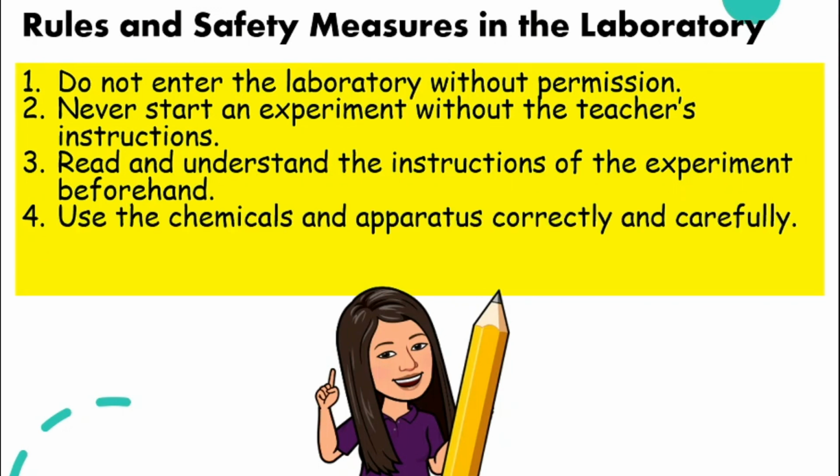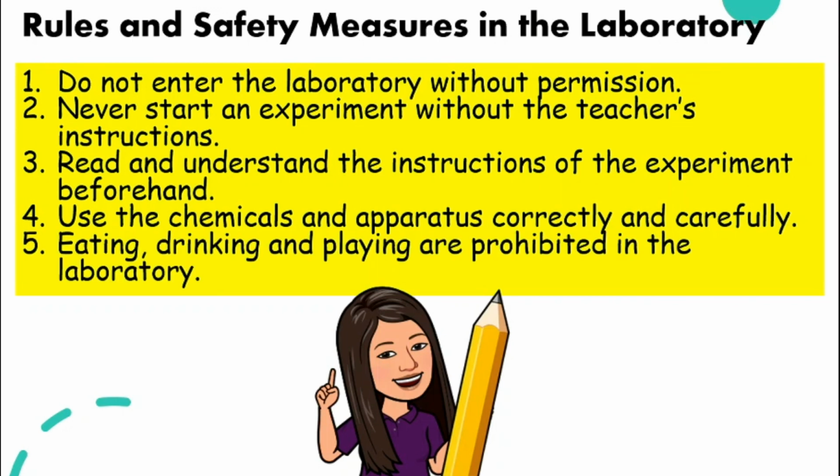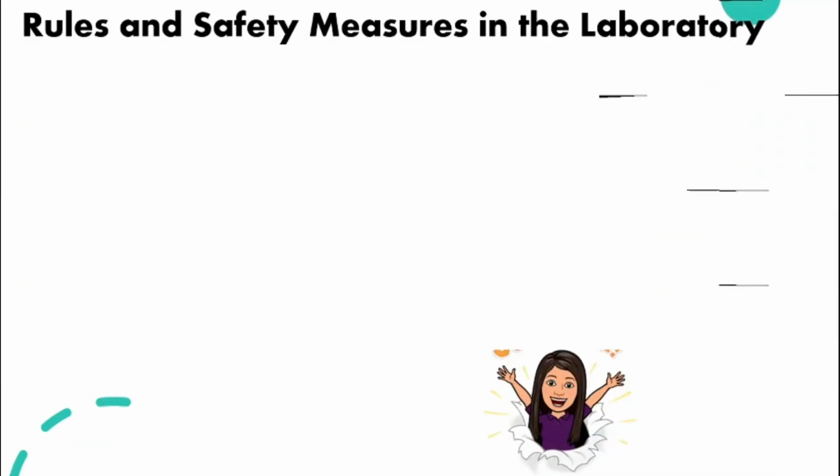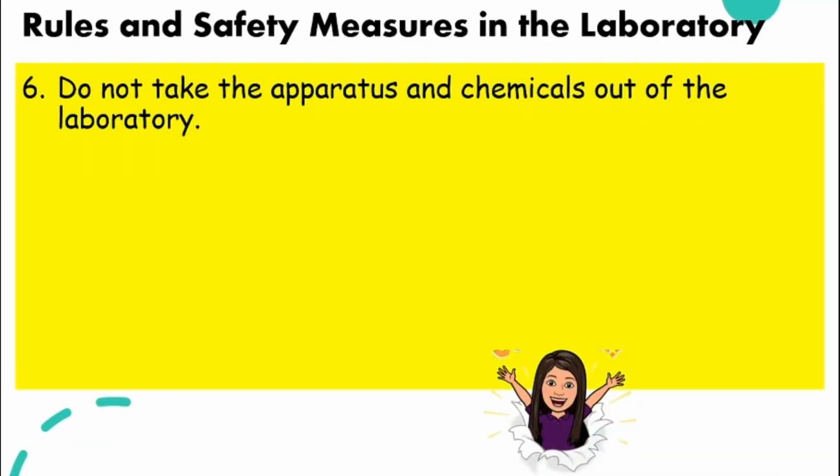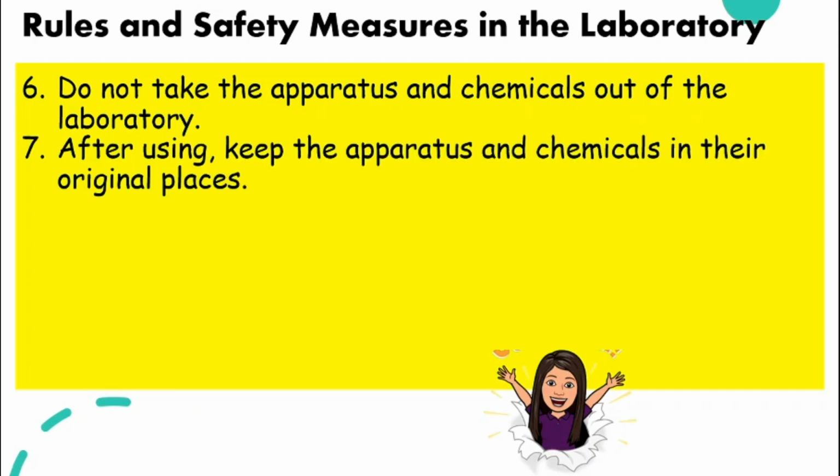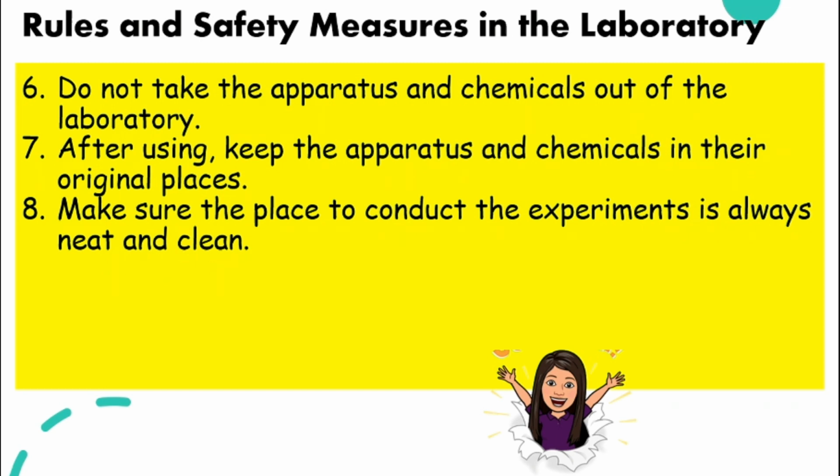Okay? Use the chemicals and apparatus correctly and carefully. Like we have studied earlier, you have to read the label as well and know the type of chemicals that you are using. Number 5, eating, drinking, and playing are not allowed in the science lab. 6, do not take the apparatus and chemicals out of the science lab. And after using them, you need to keep them in their original places.